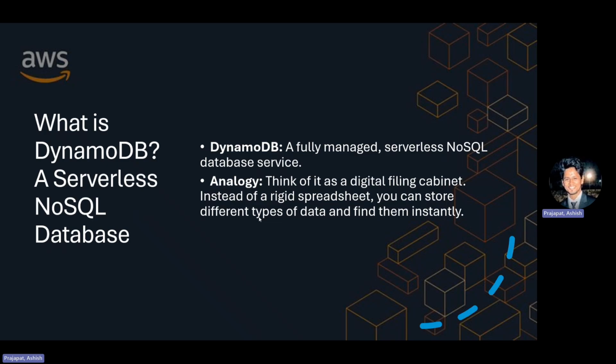You can store all kinds of different files, like a document, an image, or a user profile, and it can instantly find anything you are looking for, no matter how much data you have thrown in it. This flexibility is what makes it so powerful for modern development.